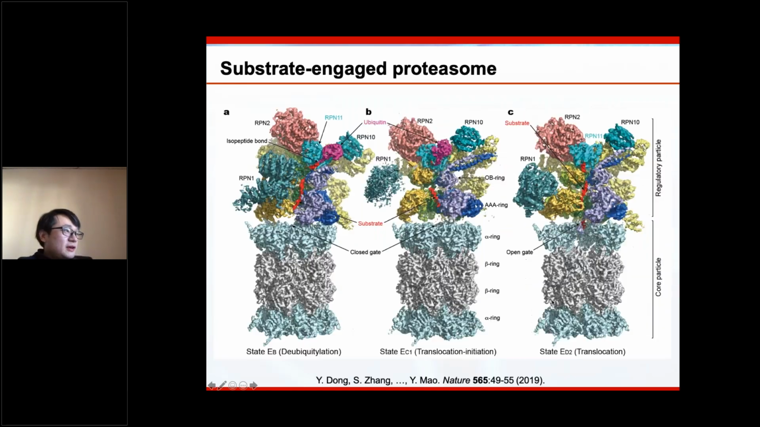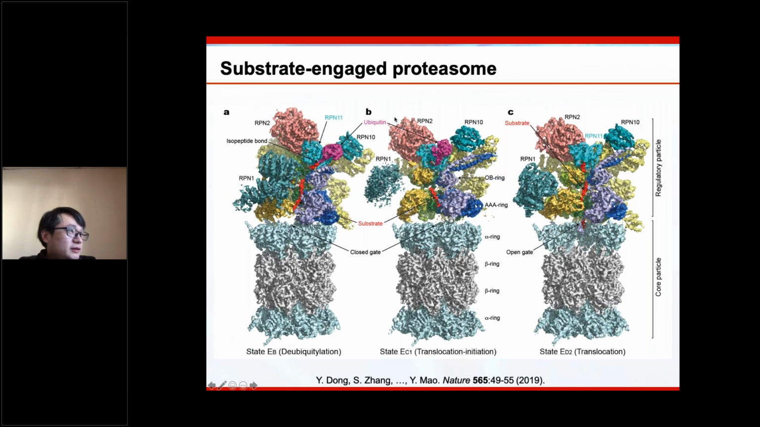So these slides just give you a brief overview of 3 typical structures in the most important functional steps: deubiquitination, translocation initiation, and processive translocation. And you can see that in the EB state, which is actually doing the deubiquitination work, we can really see the isopeptide bond between the ubiquitin molecule and the substrate. And in the state EC, you can see that the isopeptide bond has been cleaved.